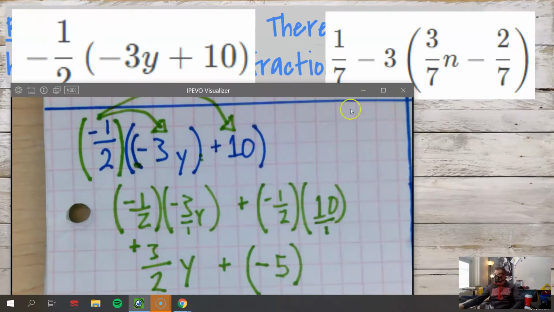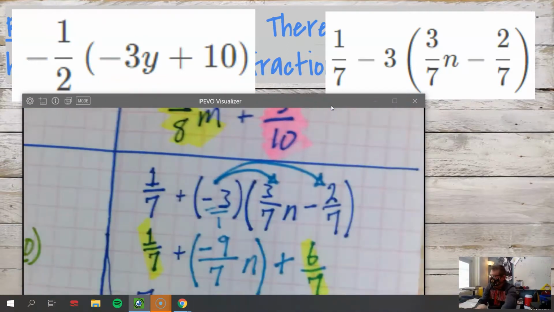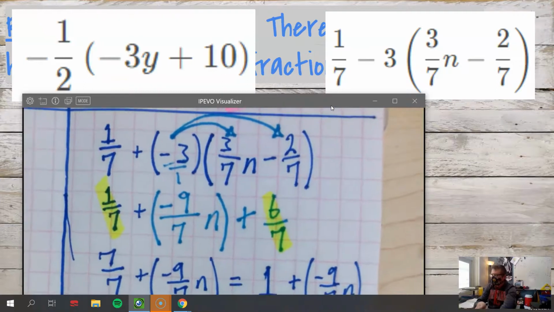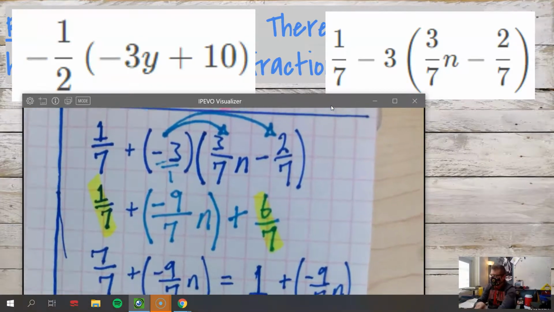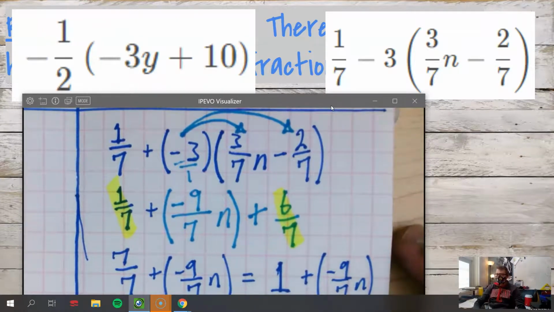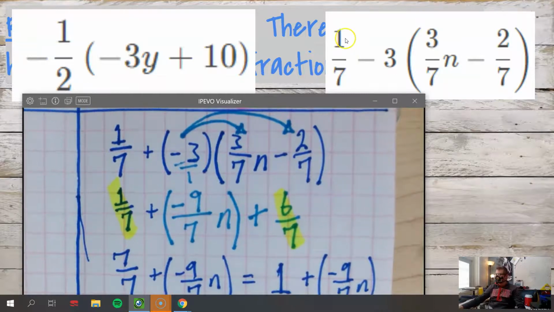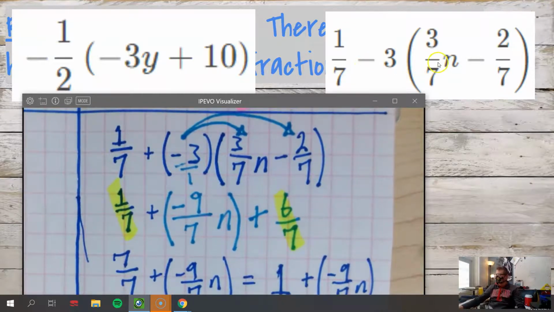All right, let's do another one and see if it makes more sense, because this handwriting might be a little bit better too. So it's okay if you didn't finish getting that one 100% done. We're running out of time, so I want to show this whole process. And you had plenty of time to try this if you were going to try this. The one on the right, 1/7 minus 3 times 3/7 n minus 2/7. I don't ever write it as subtraction.